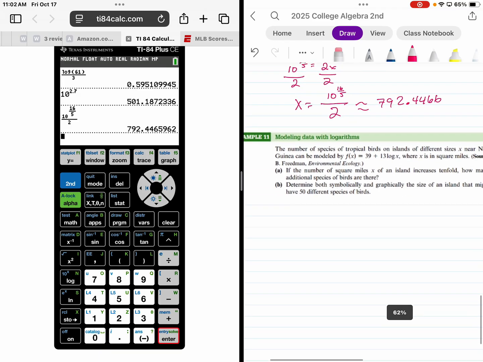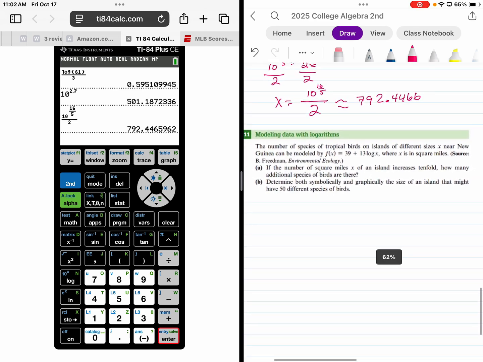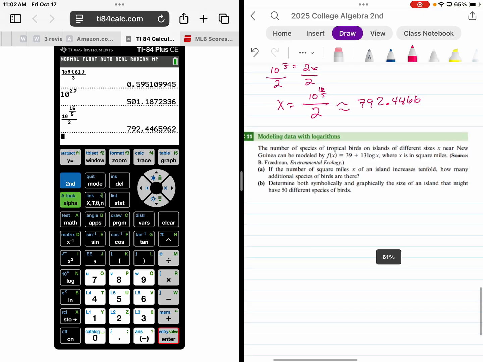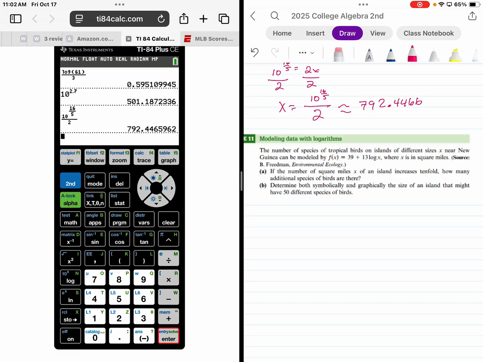All right, last one. The number of species of tropical birds on an island of different sizes, x, near New Guinea, can be found by the following equation, where x is in square miles. If the number of square miles x of an island increases tenfold, how many additional species of birds are there? All right, so that's telling me tenfold. So I'm assuming that on A, they're telling me that x is equal to 10. So what is f of 10?